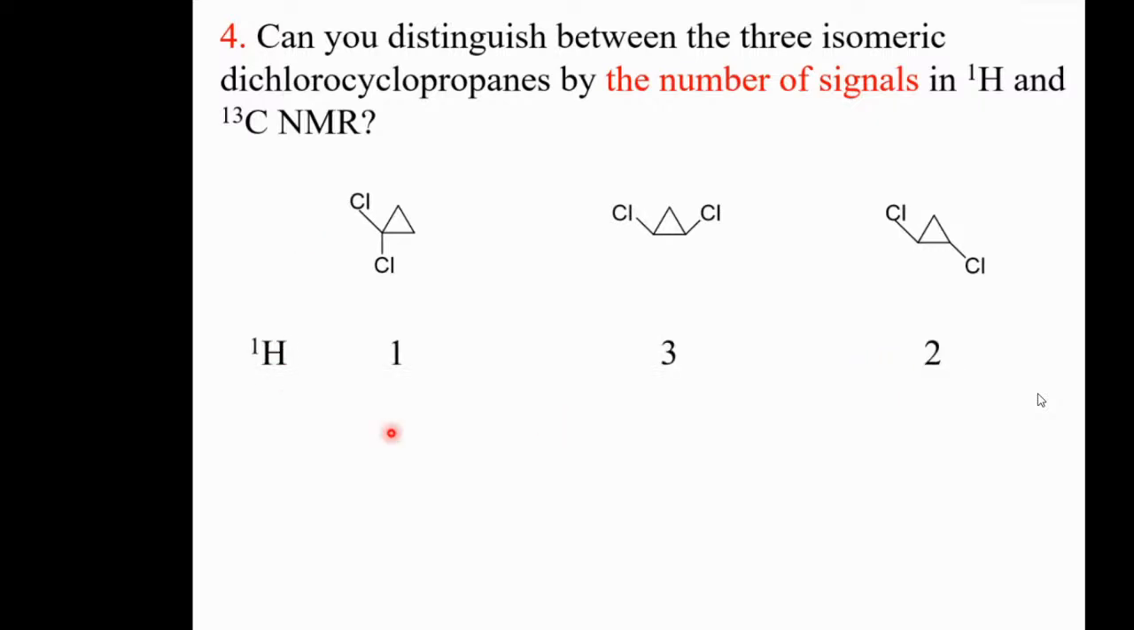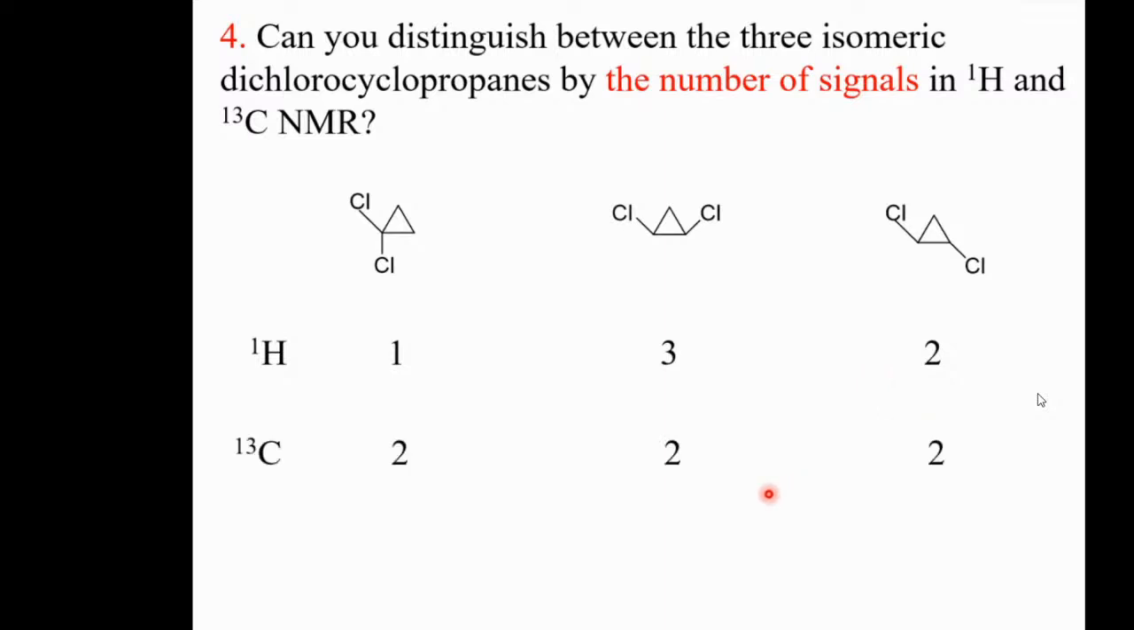In proton, here you will see only one signal because these two methylenes are equivalent. Here you will see three signals because these two methine protons are equivalent. Then you have these two methylene protons, one above, one below. So you have three kinds of signals. Whereas here, these two methine protons are equivalent, and these two are also equivalent, one above, one below. Therefore, you will see only two signals. So the three isomers can be distinguished based on the number of proton NMR signals, 1, 3, 2.